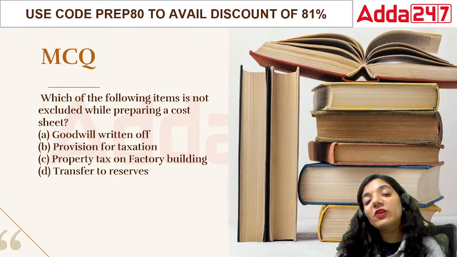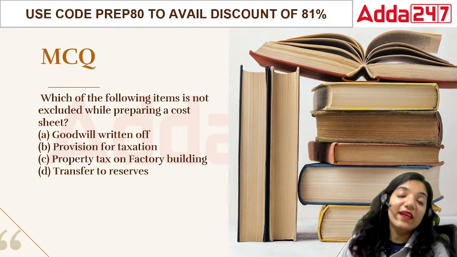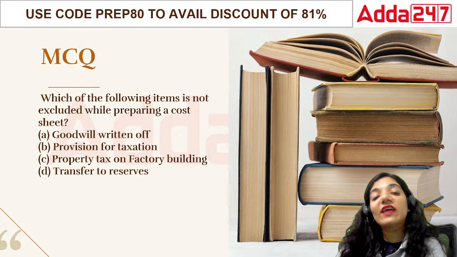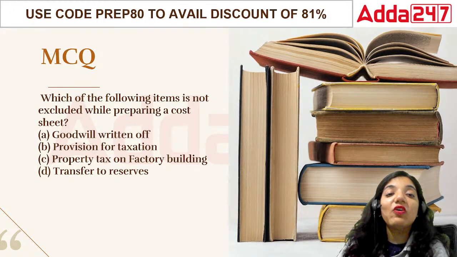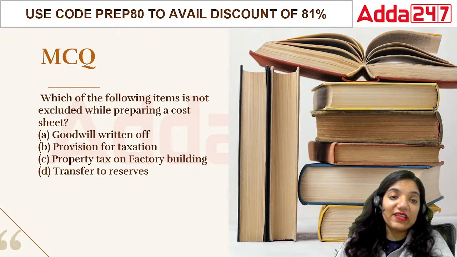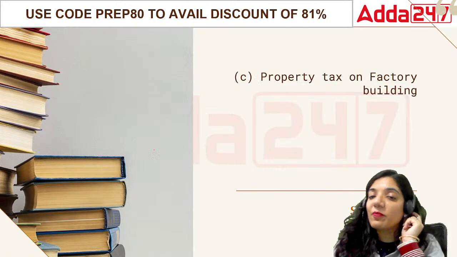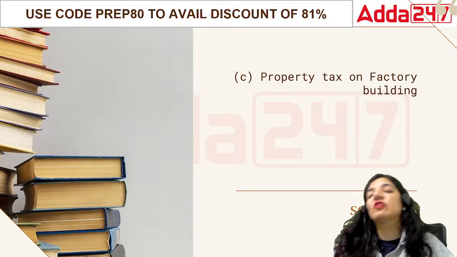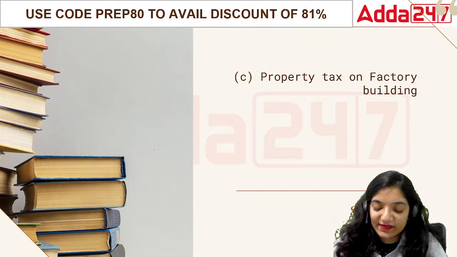Now the point is property tax on factory building as well as transfer to reserves. Transfer to reserves is my money that I'm keeping separately. That is something we should leave aside again, and the property tax on the factory building should be considered in terms of the area there. But if we talk about what is not excluded, we will include the property tax on the factory building because this is for the cost of the building that is being used there. Done.